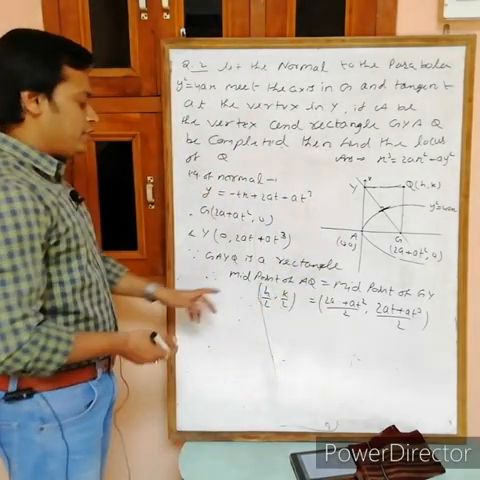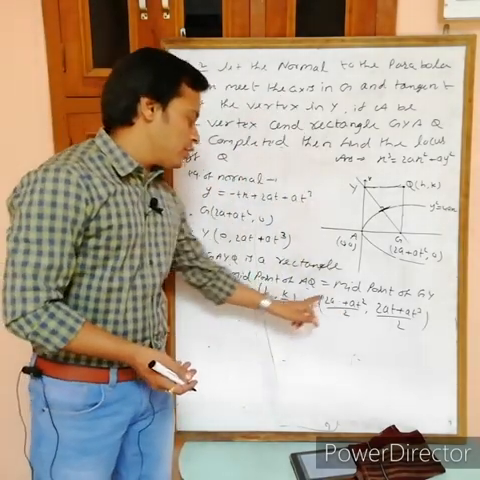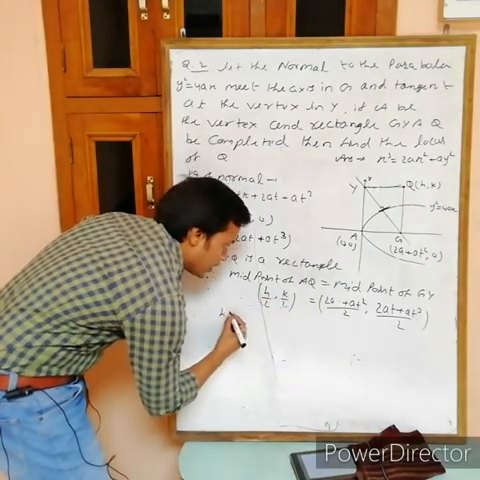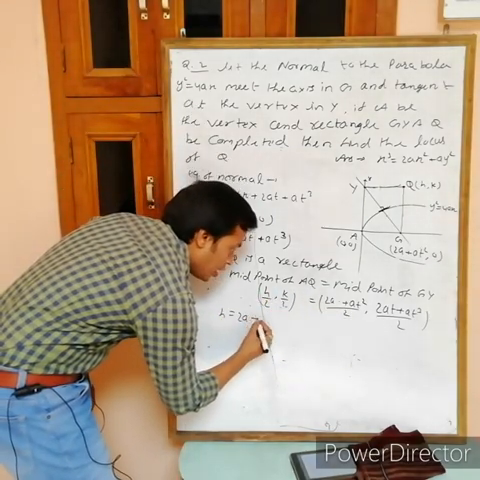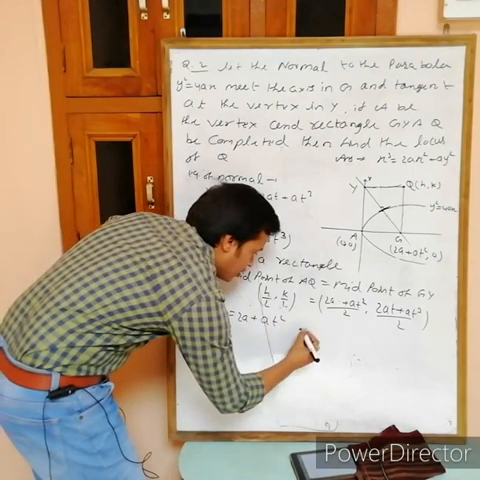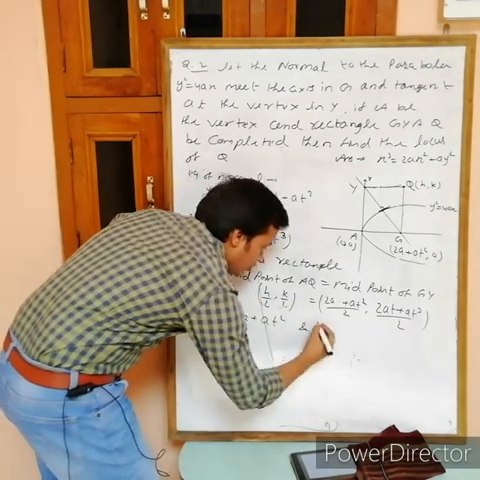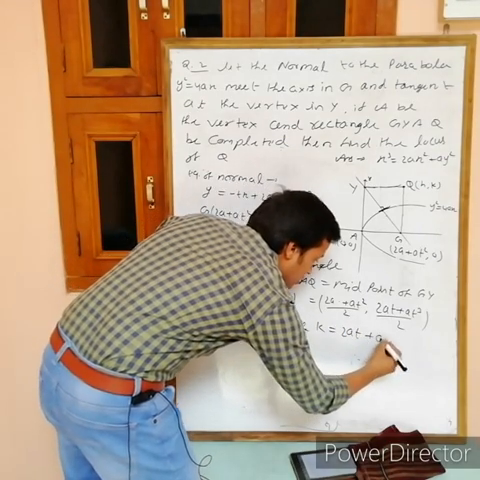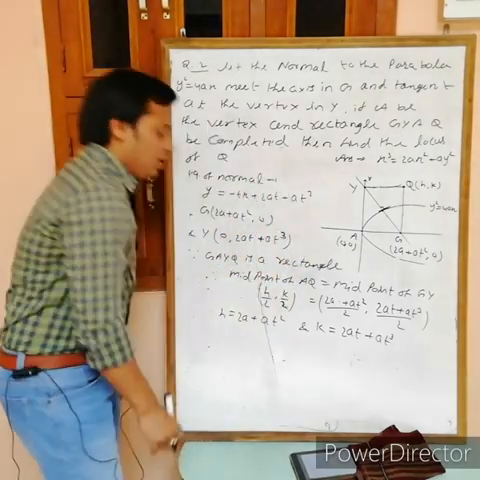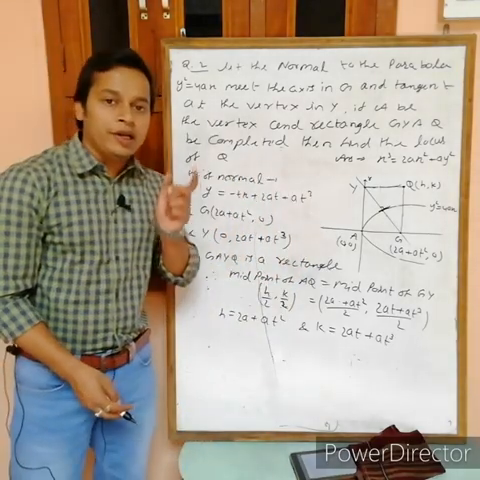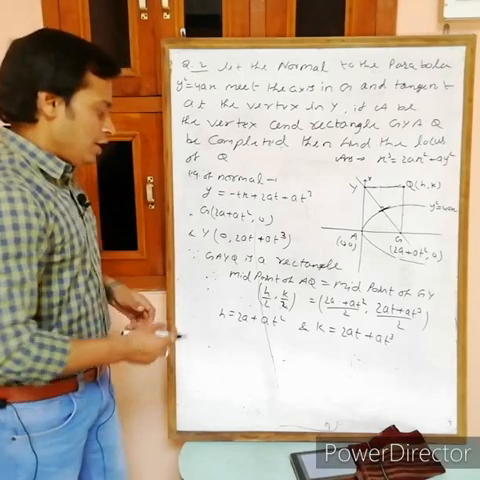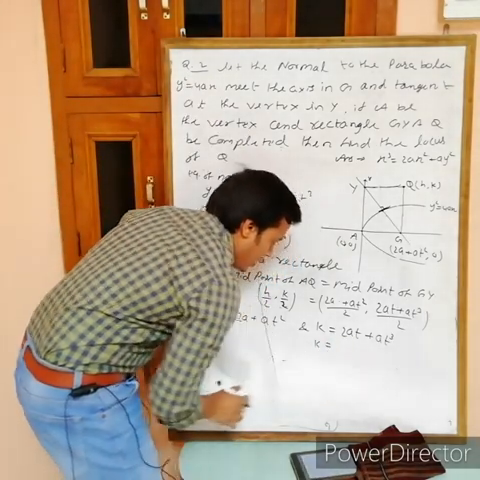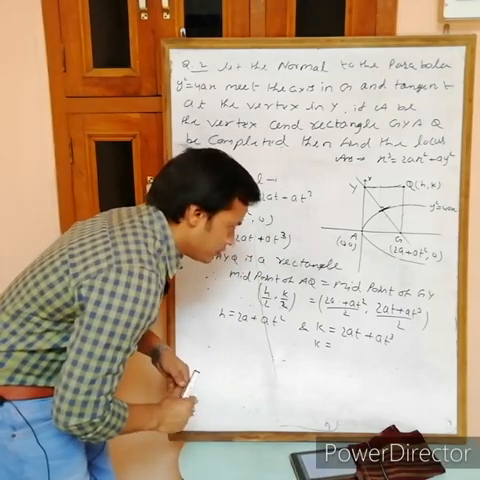So if you compare, then h by 2 is equal to this one and k by 2 is equal to this one. Then 2 will cancel out, h is equal to 2a plus at square, and 2 cancels out, k is equal to 2at plus at cube. Okay. Now by using these, we want the relation between h and k.